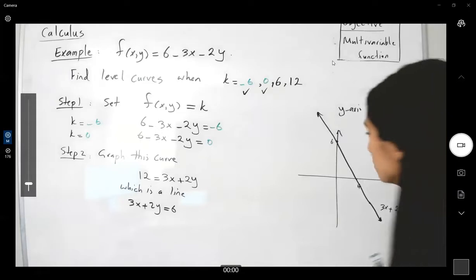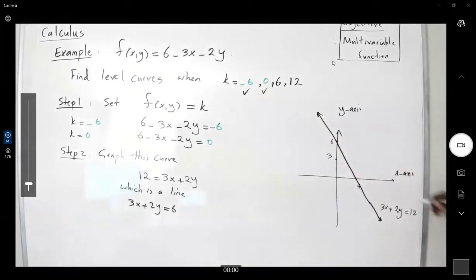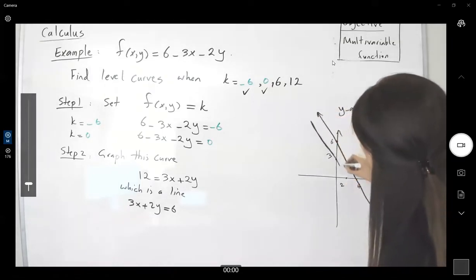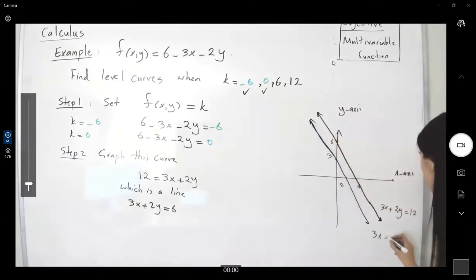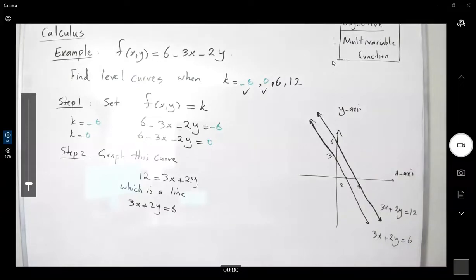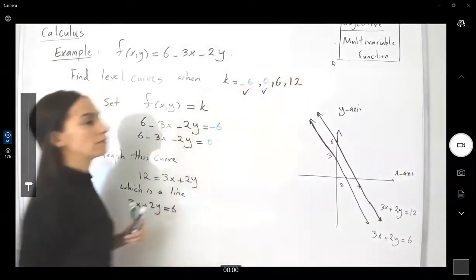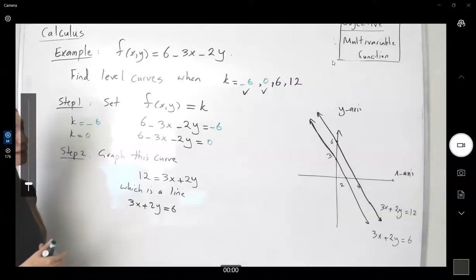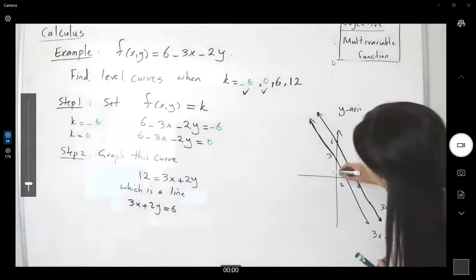We have a 3 here, and we have a 2. Okay, so let's connect these two. We get a line parallel to our first line. This is 3x plus 2y equals 6. So these are level curves. If you continue to plug in the rest of the k values, k equals 6, then k equals 12, you're going to see that you have these parallel lines lined up next to each other.